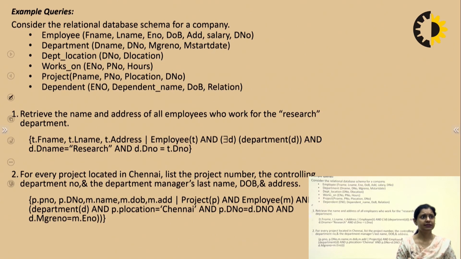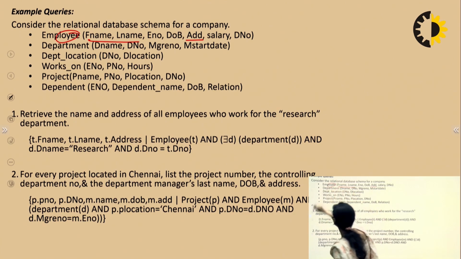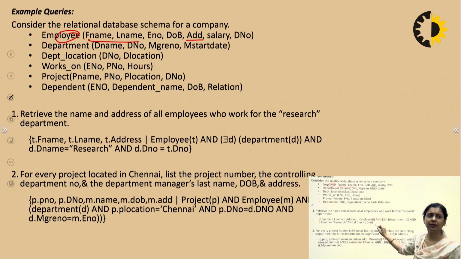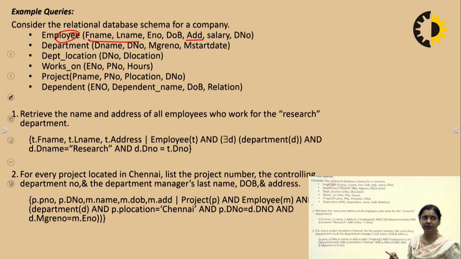So let's take an example. Suppose we have the relational database schema. We have all these relational database schemas. Now the first query is to retrieve the name and address of all the employees who work for the research department. Because we need to retrieve the name and address, the name would be the first name and the last name, and address from the employee table. So we have created a tuple variable t for the employee table, and we have fetched t dot first name, last name and address from the employee table.